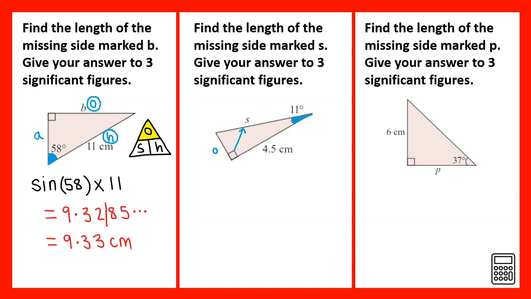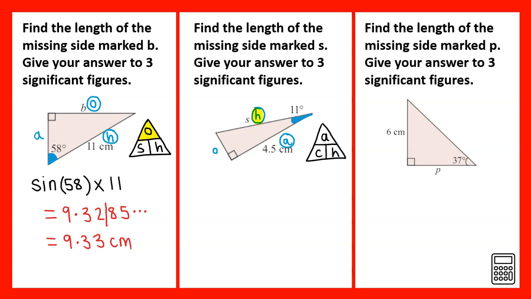The one opposite the right angle is the hypotenuse, meaning the one next to it will be labelled as the adjacent. The length given to me is the adjacent, and the one that I'm trying to find is the hypotenuse. The ratio that involves A and H is cosine.